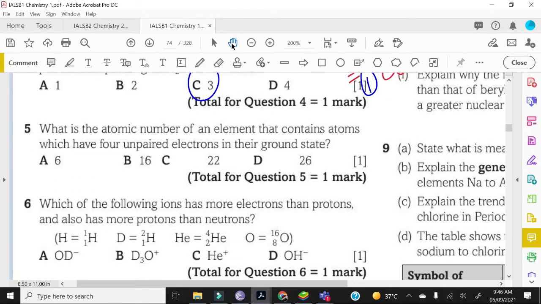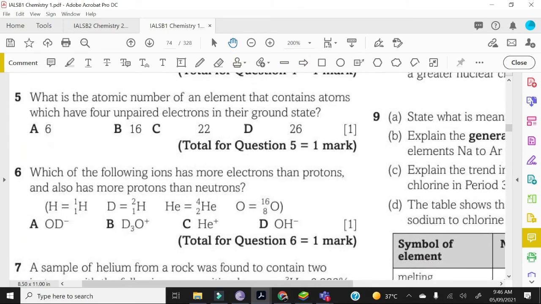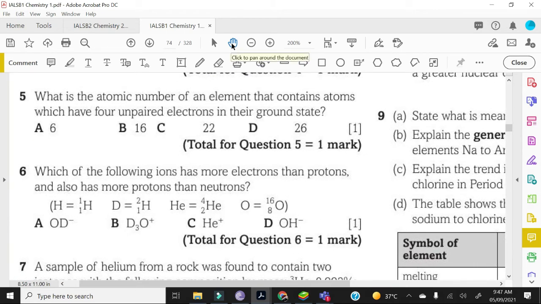Question number 5 now. What is the atomic number of an element that contains atoms which have 4 unpaired electrons in their ground state? Ground state means normal state.